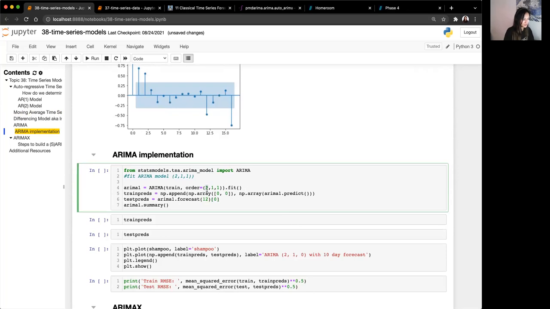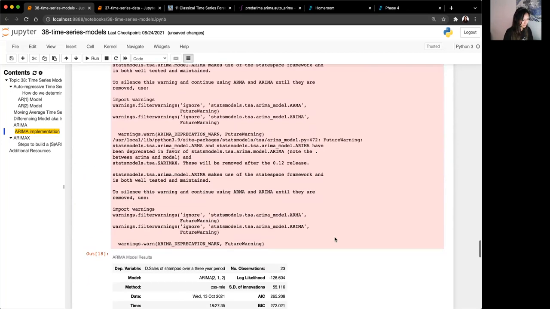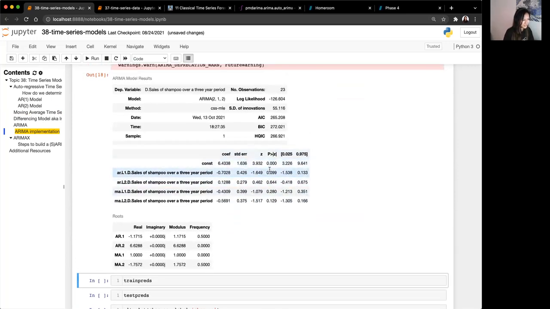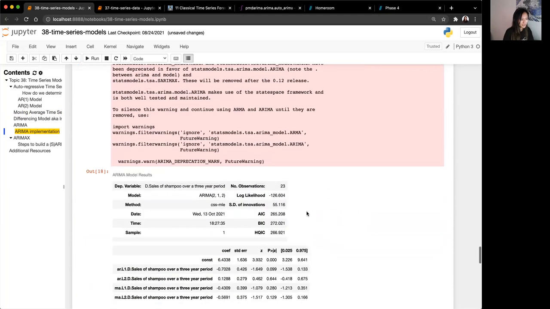So we're going to fit 2 AR terms. Let's do 2 MA terms, see what it's like. And then we're going to call .fit, and we're going to make predictions the same way. Cool. So here you can see that we have some insignificance, actually a good bit of insignificance, but let's just see how our model does.